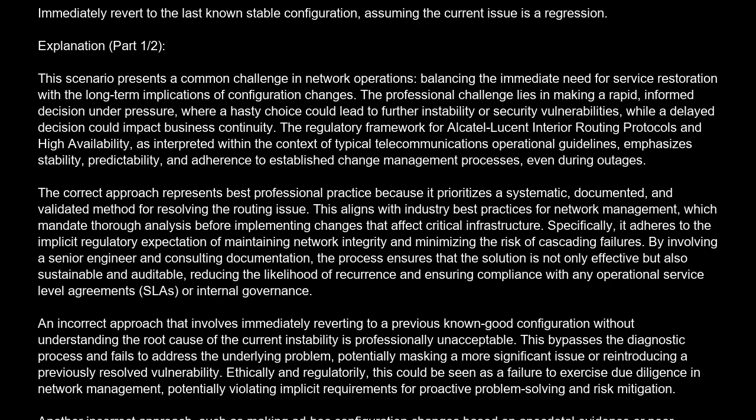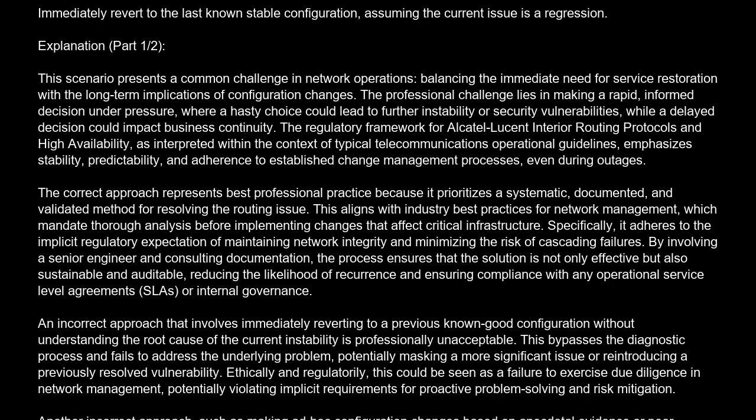By involving a senior engineer and consulting documentation, the process ensures that the solution is not only effective, but also sustainable and auditable, reducing the likelihood of recurrence and ensuring compliance with any operational service level agreements (SLAs) or internal governance. An incorrect approach that involves immediately reverting to a previous known good configuration without understanding the root cause of the current instability is professionally unacceptable.